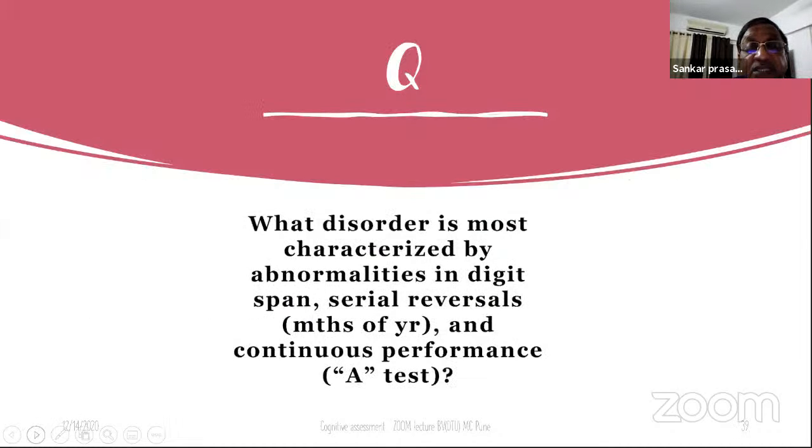So what disorder is most characterized by abnormalities in digit span, serial reversals of months or year, and continuous performance test abnormality? So what is the disorder? Anybody can answer?